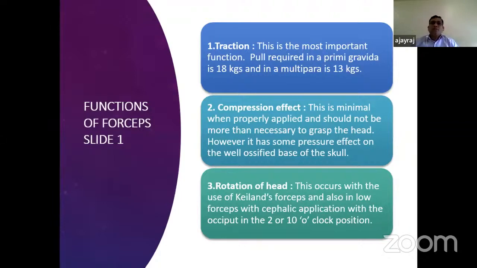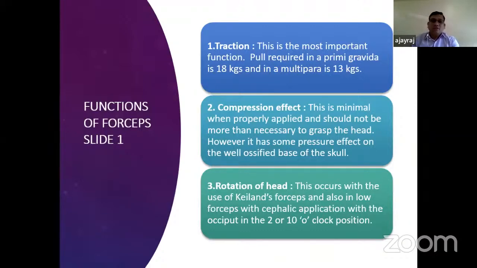Compression effect. This is minimal when properly applied and should not be more than necessary to grab the head. The compression should be just like that. Only minimal force is to be applied on the fetal head during the traction. However, it has some pressure effect on the head and the well ossified base of the skull.